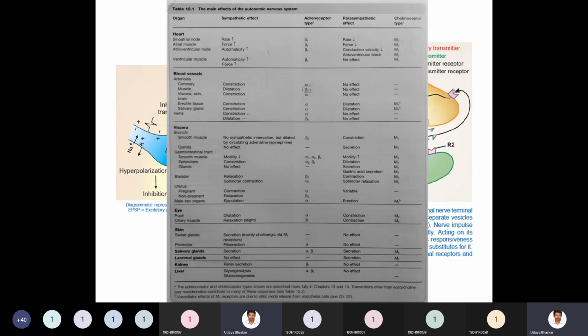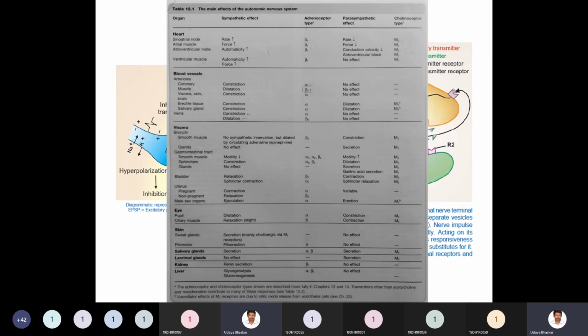In the brain there is no effect of the adrenergic or cholinergic system, so the other receptors will take up the same function when it comes to the brain. Erectile tissue has alpha receptors, so the blood vessels in the tissue will be constricted. The salivary gland also shows constriction, which means saliva is released into the mouth. If it is veins, again constriction if it is alpha, dilation if it is beta.